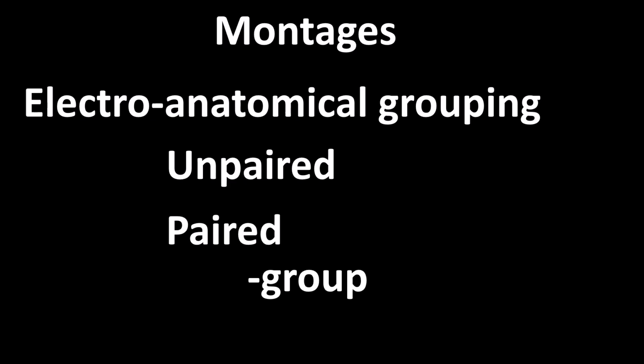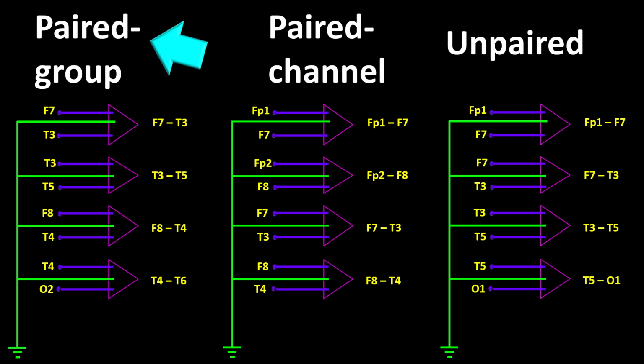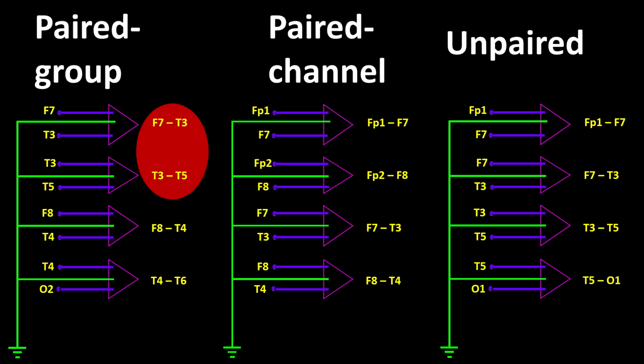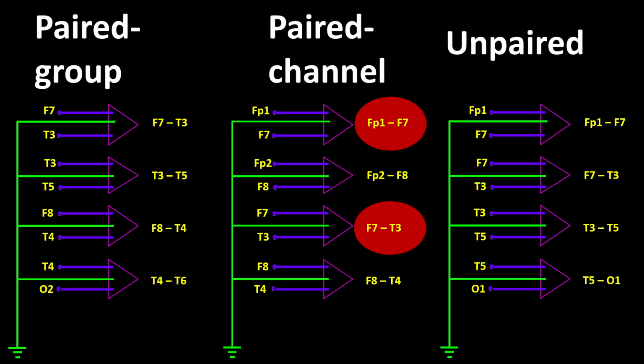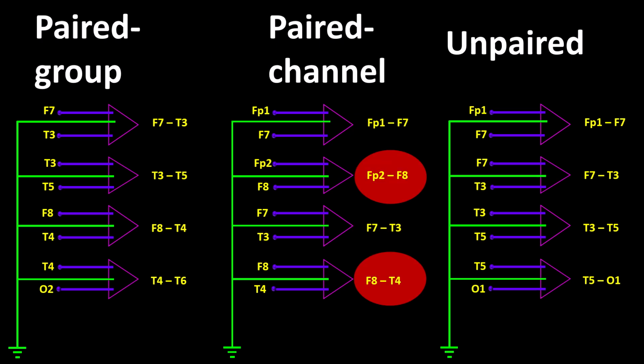Paired montages are further divided into pair group and paired channel montages. In pair group montages, electrodes from corresponding anatomical area are placed next to each other. In this example, left temporal area electrodes are placed above right temporal electrodes. In pair channel montages, the left and the right channels are stacked on top of each other, as you can see in this frame.